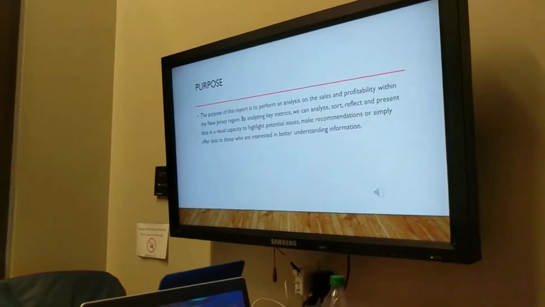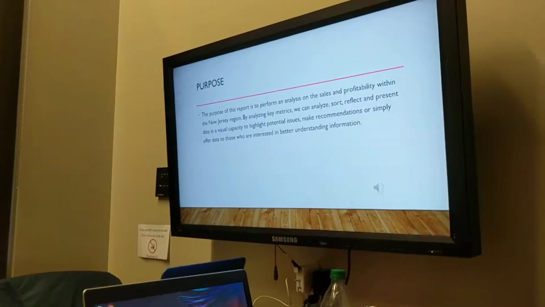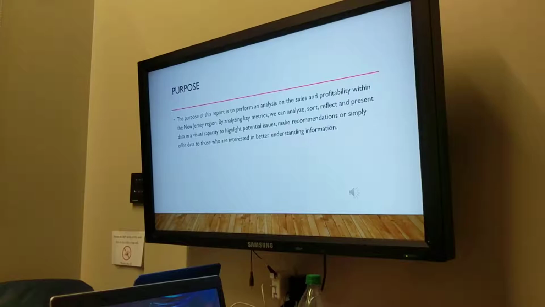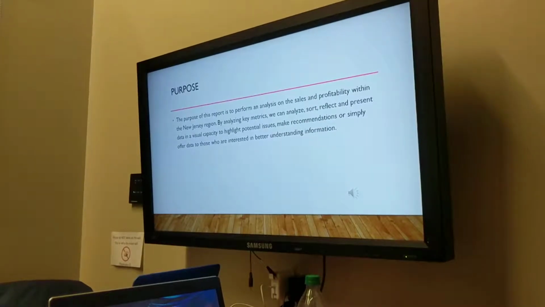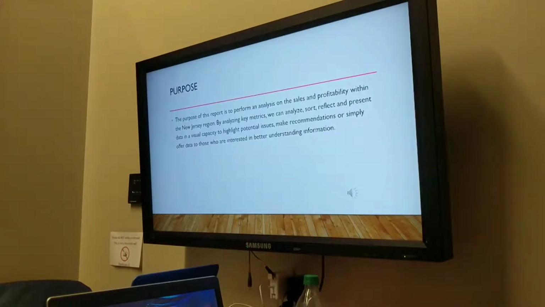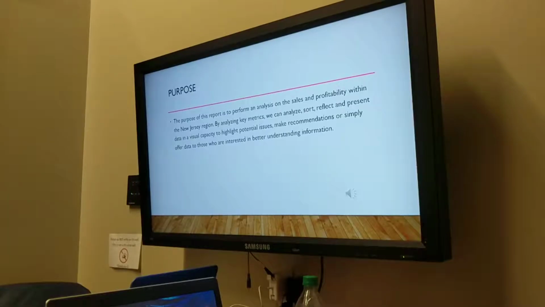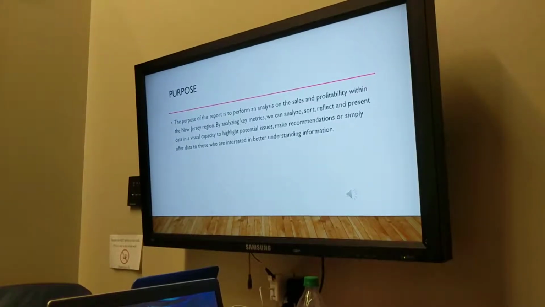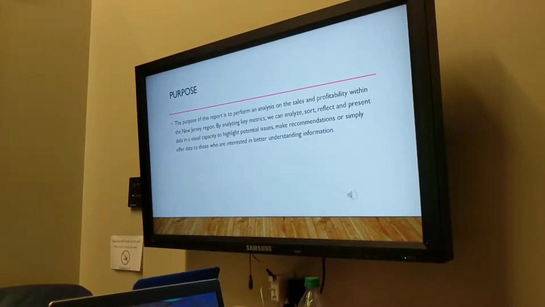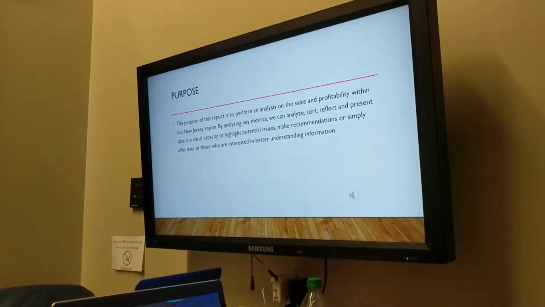So the purpose of this assignment is to report the performance of an analysis on the sales and profitability within the New Jersey region. By analyzing key metrics, we can analyze, sort, reflect, and present data in a visual capacity to highlight potential issues, make recommendations, or simply offer data to those who are interested in better understanding information.